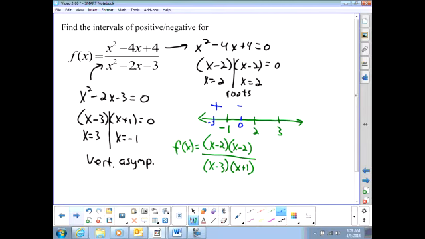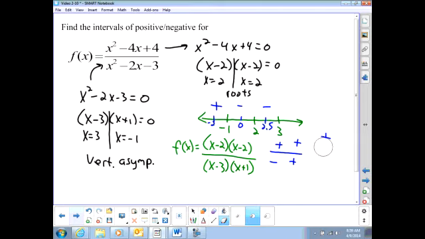Doing the same analysis with a 2.5 here. We'll get a plus and a plus in the numerator. We'll get a minus and a plus in the denominator. Positive times a positive is a positive. Negative times a positive is a negative. A positive over a negative will give us a negative.